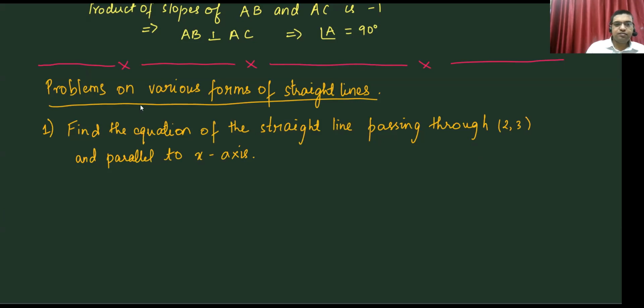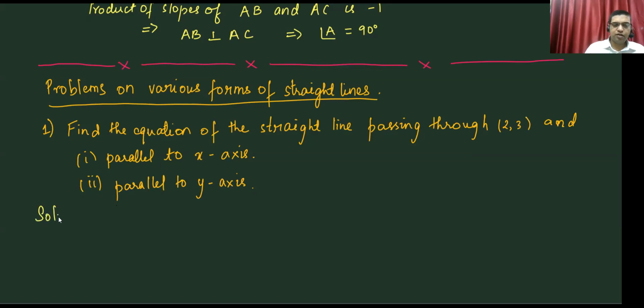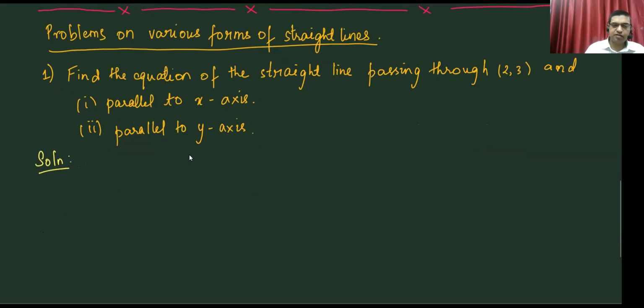I will make this as two parts of the question. First part is parallel to x-axis, second part is parallel to y-axis. Take down the question. Find the equation of the straight line passing through 2, 3 and parallel to x-axis and parallel to y-axis.